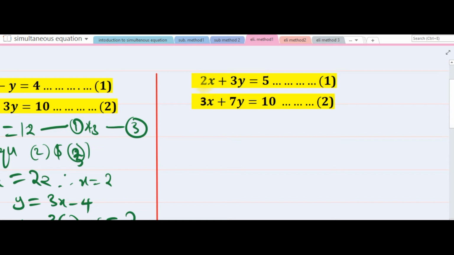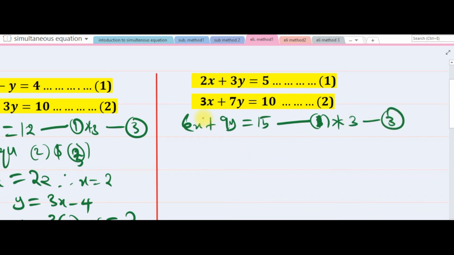So the best way to multiply is I interchange the coefficients. I'll multiply by 3 the coefficient of x here, and the coefficient of x here I will multiply there. So multiplying equation 1 by 3, I have 6x plus 9y equals 15. What I did is equation 1 times 3, call it equation 3. So that's what I did. I multiplied by 3 so that I have the coefficients.